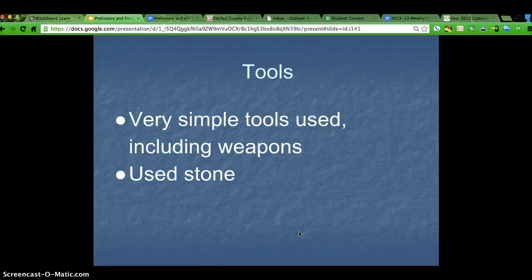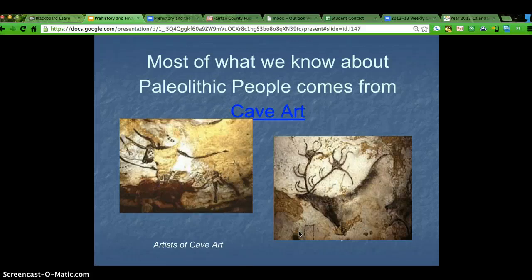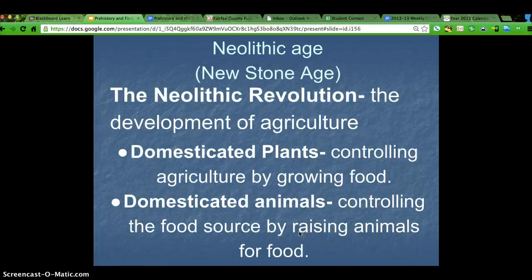Okay, we're almost done. They use very simple tools, rocks, for example. Again, paleo, old, lithic, stone. And they did paintings in caves, which you're going to look at shortly. The Neolithic is huge because they start developing agriculture, meaning they don't have to move around as much, so they can grow, and they are not as dependent on the animals and the nuts and the berries. The only thing you can't see on the screen here is that they are going to start cooking their meats because they learn to control fire.